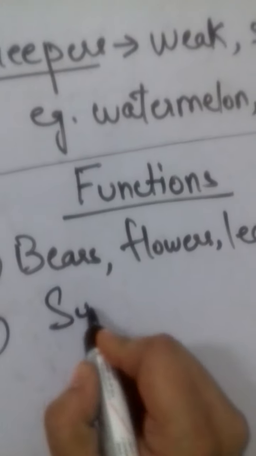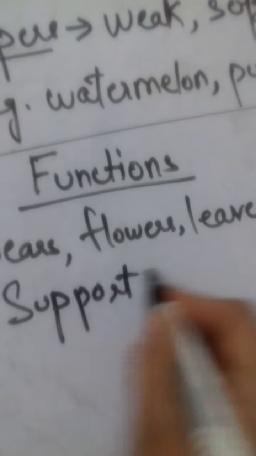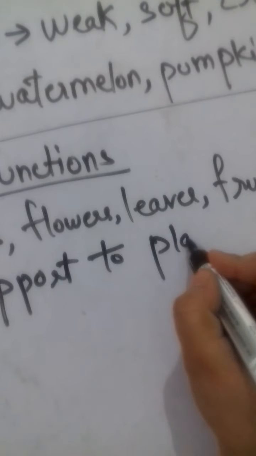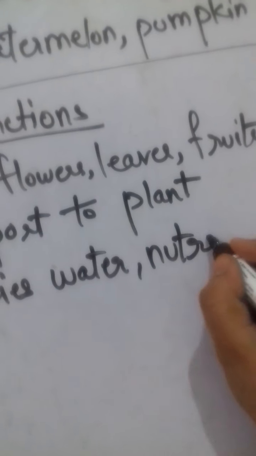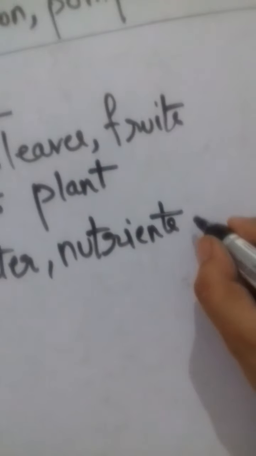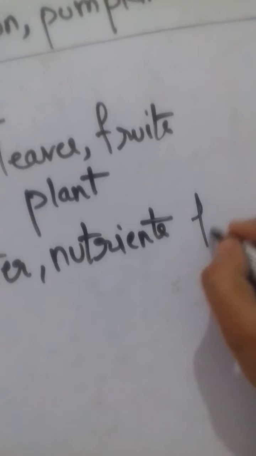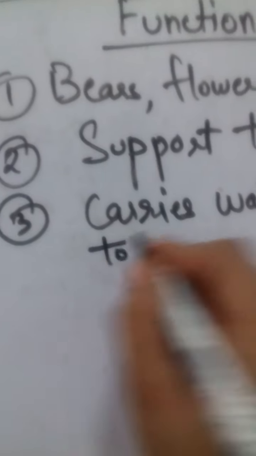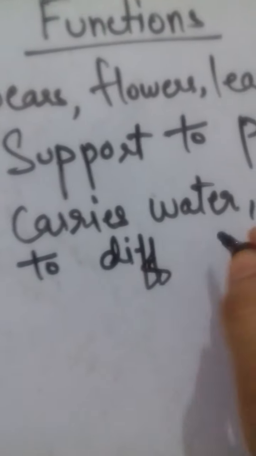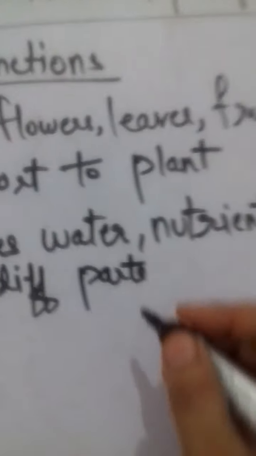Stem gives support to the plant to stand. Stem also carries water and other nutrients which are absorbed by the roots from the soil to different parts of the plant. So, stem is like a carrier of nutrients.